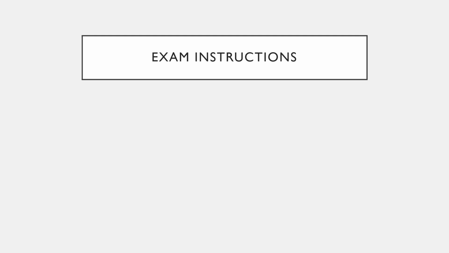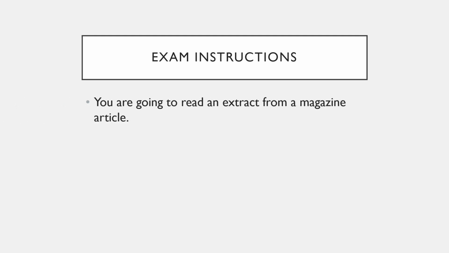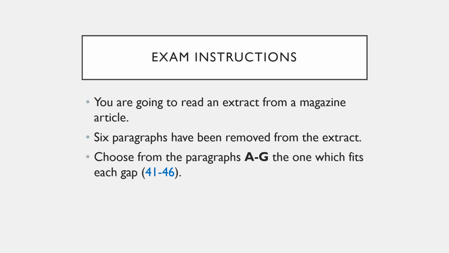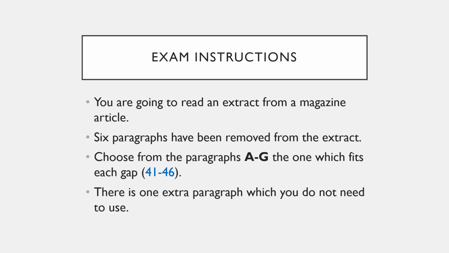Okay, so just to recap, let's look at the instructions for a typical Part 7 exam question. You're going to do this practice task in a moment. You're going to read an extract from a magazine article. 6 paragraphs have been removed from the extract. You must choose which of the paragraphs A to G fits each gap, 41 to 46. In addition, there's one extra paragraph which you won't use.